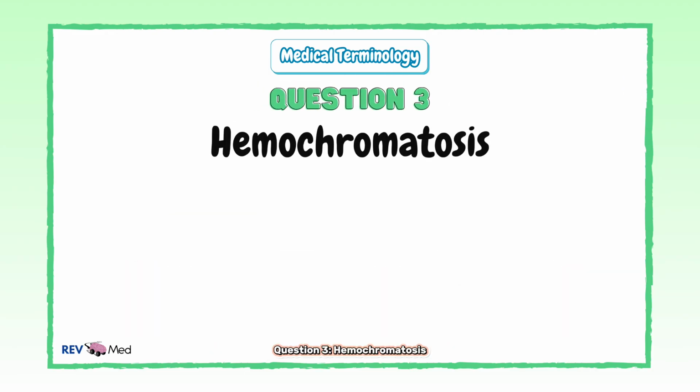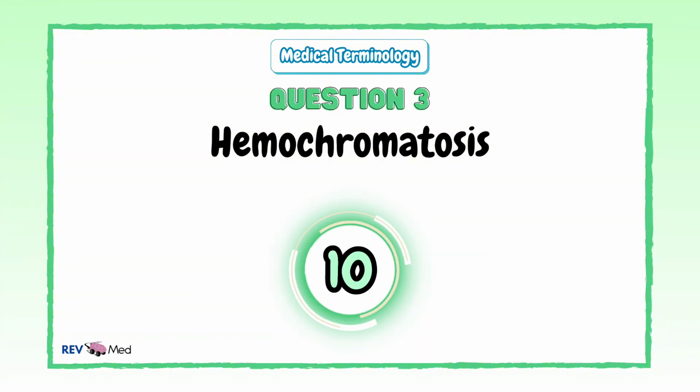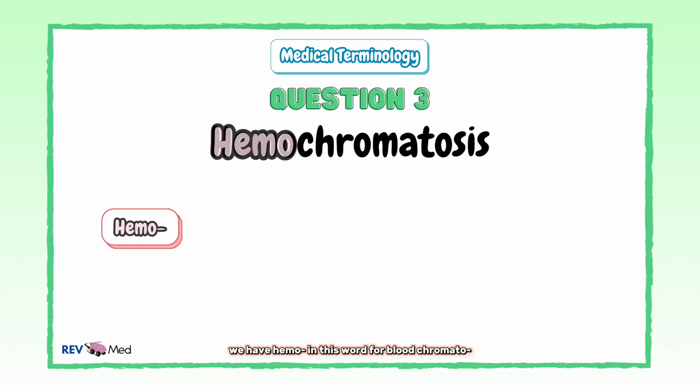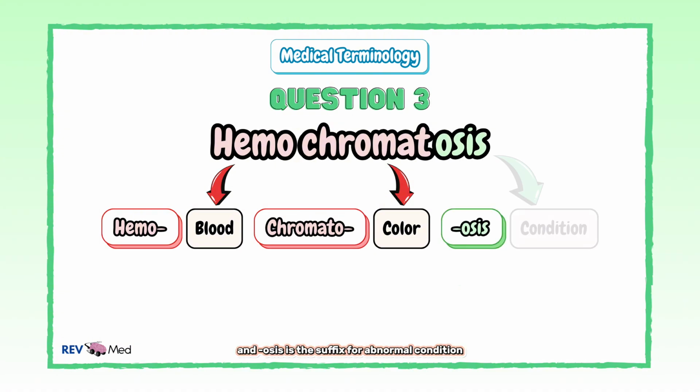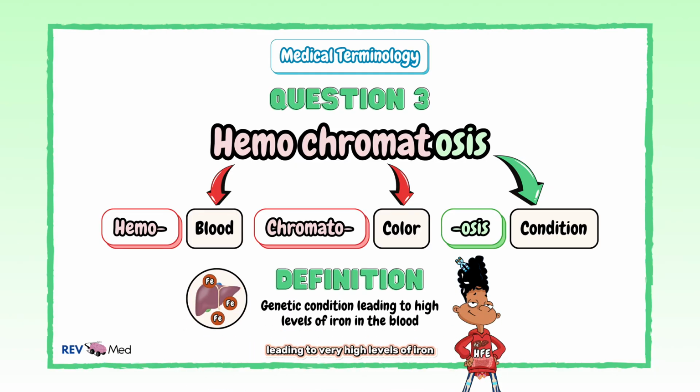Question 3. Hemochromatosis. We have hemo in this word for blood. Chromato, you'll recall, means color, and osis is the suffix for abnormal condition. Putting this together may sound odd, but you'll see it like this. We can tell it means an abnormal condition of blood color, but what it actually means is a genetic condition leading to very high levels of iron. And in some of these conditions, what you'll see is a bronzing of the skin. It will discolor the skin through high levels of iron in the blood.